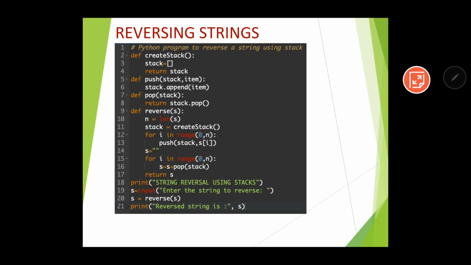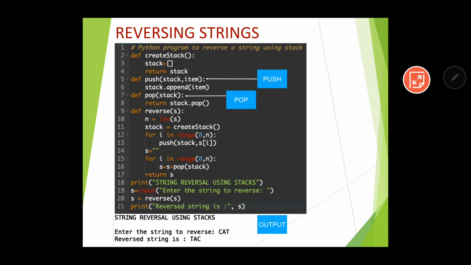So this was the program related to reversing of strings. Here the function at line number 5 is known as the push function. It is helping in inserting the characters of the string one after another using the append function, and second is the pop function. It is helping in extracting the elements, which is your step 2. Step 2 has been performed by line number 7, which is the pop function. It is helping in removing the elements one after another. After that, when I see the output, this is the output with the input as CAT.